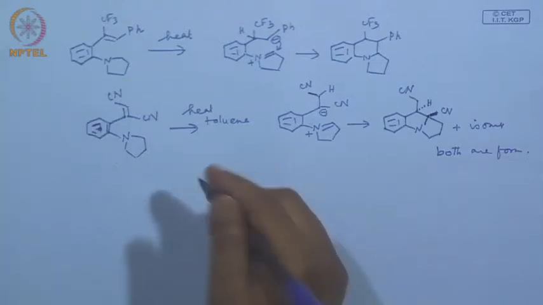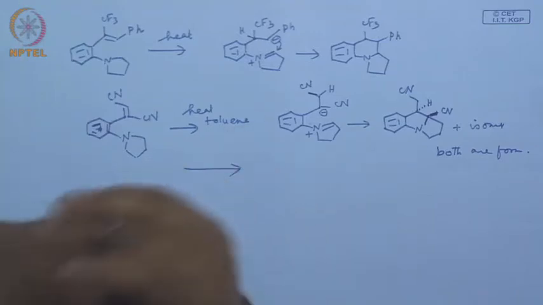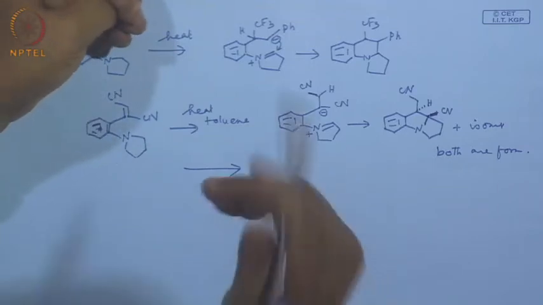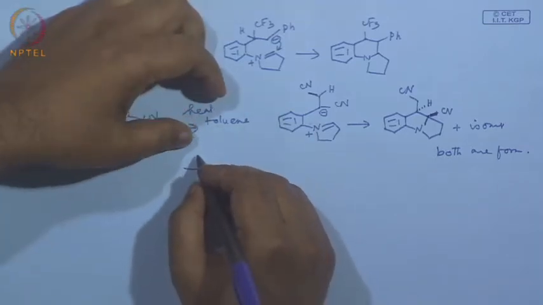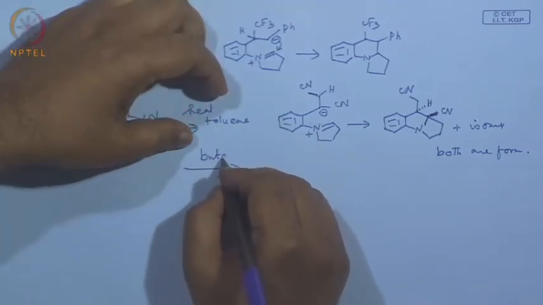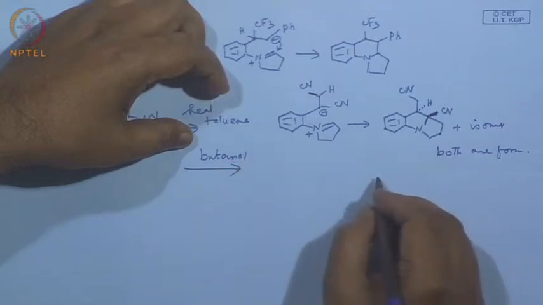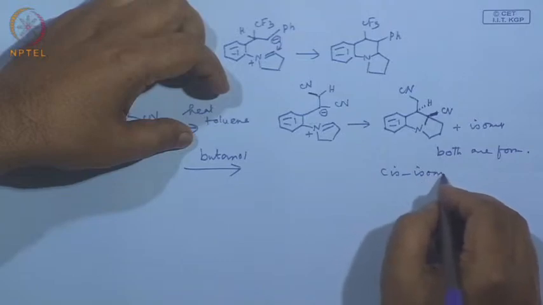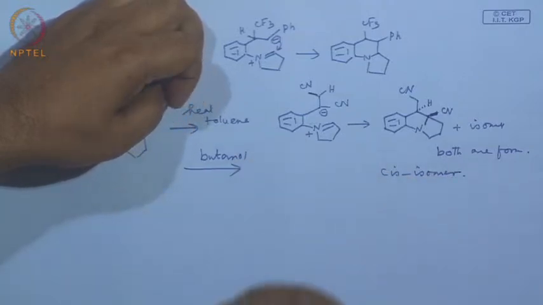But then again there is no explanation why. If you just change the solvent to butanol, only the cis isomer is formed, exclusively. Again it is not explainable. Okay.